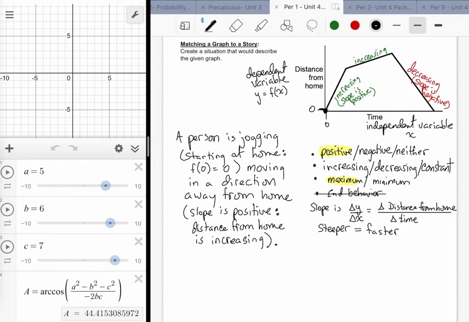Then the jogger slows down a little bit, but is still moving away from home, jogging away from home.